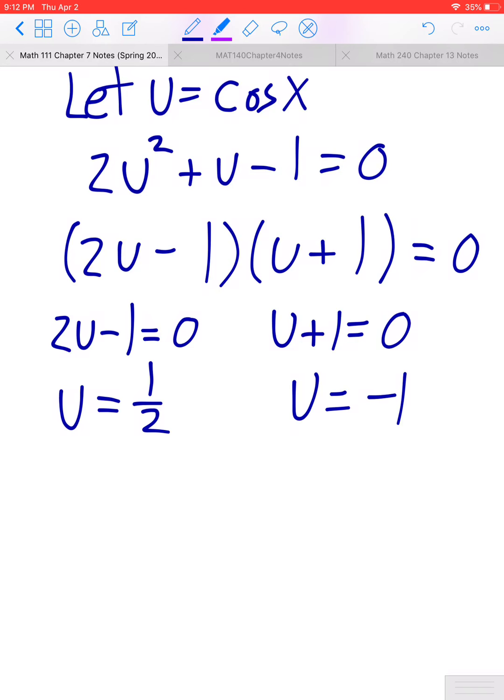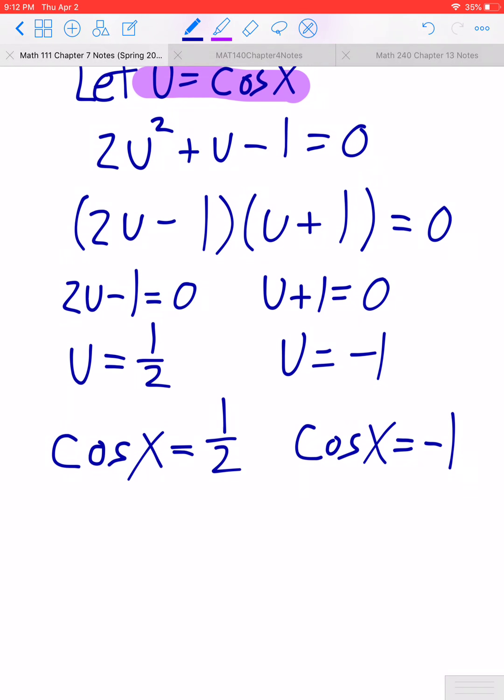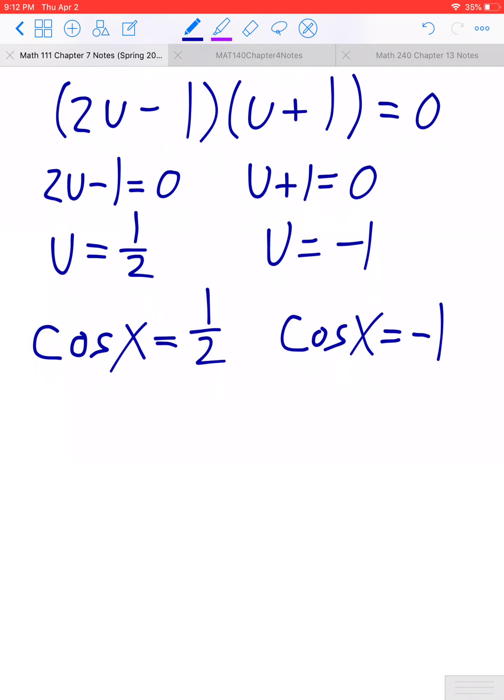And now what we can do is go ahead and back substitute. Everywhere we see the variable u, we can replace it with the cosine of x. So we need the cosine of x to be equal to 1/2, and we need the cosine of x to be equal to negative 1. And for these equations, we're just trying to solve them between 0 and 2 pi. Let's work on the second one first because it might be one of the easier parts.